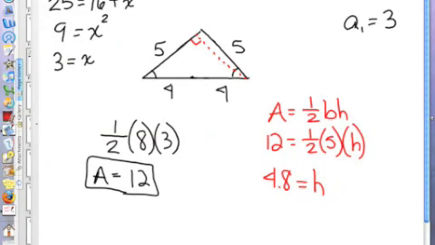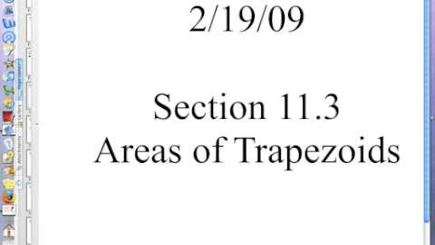Anything else before we move on? Section 11.3, areas of trapezoids. Lauren.